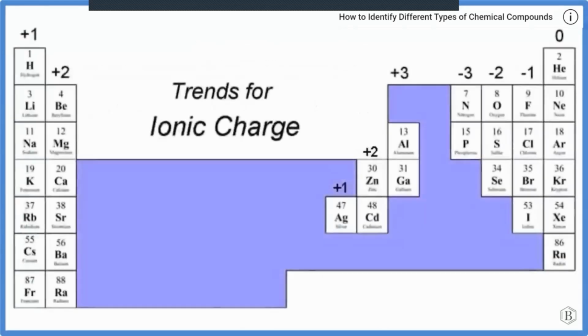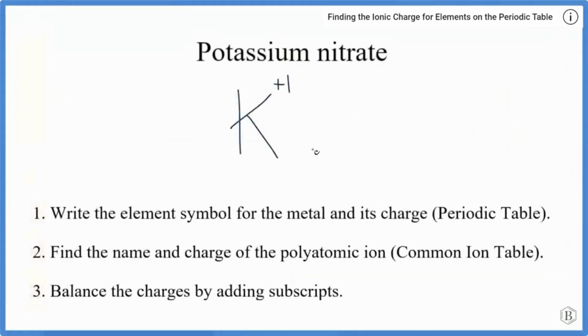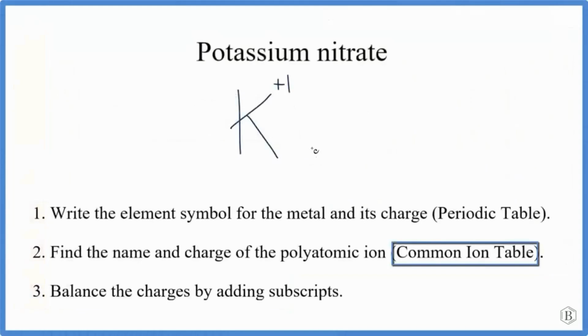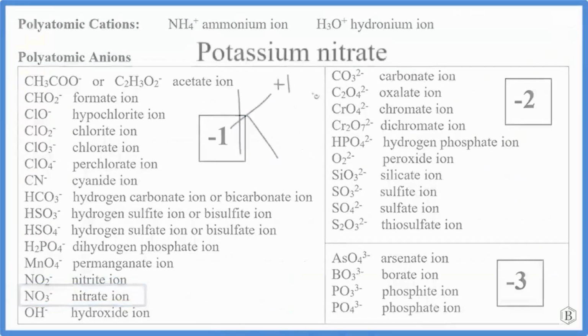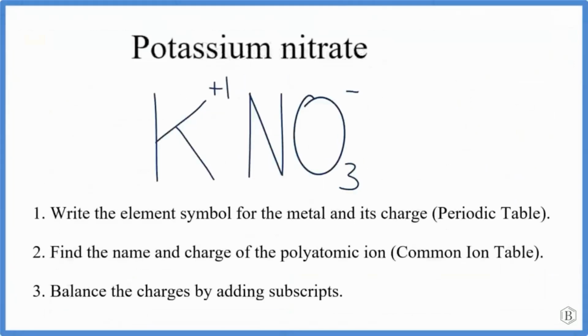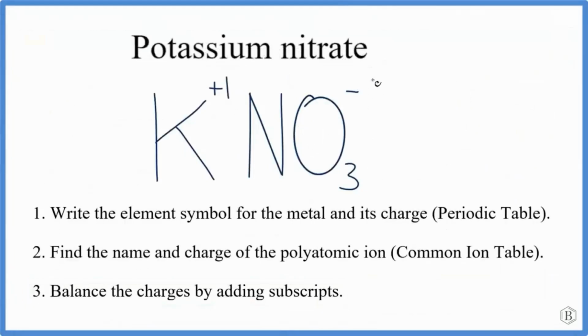We go to the periodic table, and for potassium, the symbol is K. We can also look at the charge. It's in group 1, so its charge is +1. For the nitrate, we're not going to find that on the periodic table. We need to go to a common ion table and look that up. We go to our common ion table, and we can see that nitrate is NO3-. So we write NO3-, and now we just need to balance the charges. Potassium has a +1 charge, and the nitrate has a -1 charge. Because the +1 and the -1 cancel out, that leaves us with KNO3 as the formula for potassium nitrate.